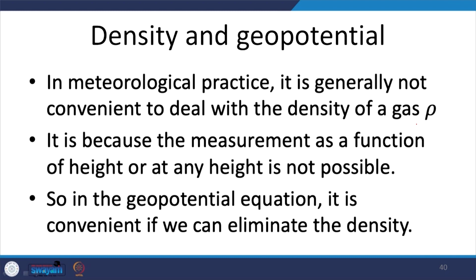So, in meteorological applications or calculations or in theory, it is generally not convenient to deal with the density of a gas. Let us say if you want to perform some calculations at 15 kilometers from a meteorological perspective. Here, generally we always have an empirical relation for calculating how density varies with respect to height. We do not know the actual value of density at a particular point, but rather we use a crude equation for calculating the density in terms of its scale height and the density at the surface. Right. If you want an actual measurement, it is not possible. So, in the geopotential equation, it is very convenient if we eliminate the density. Geopotential has a density term appearing in it, so if we eliminate it, it will be more convenient.